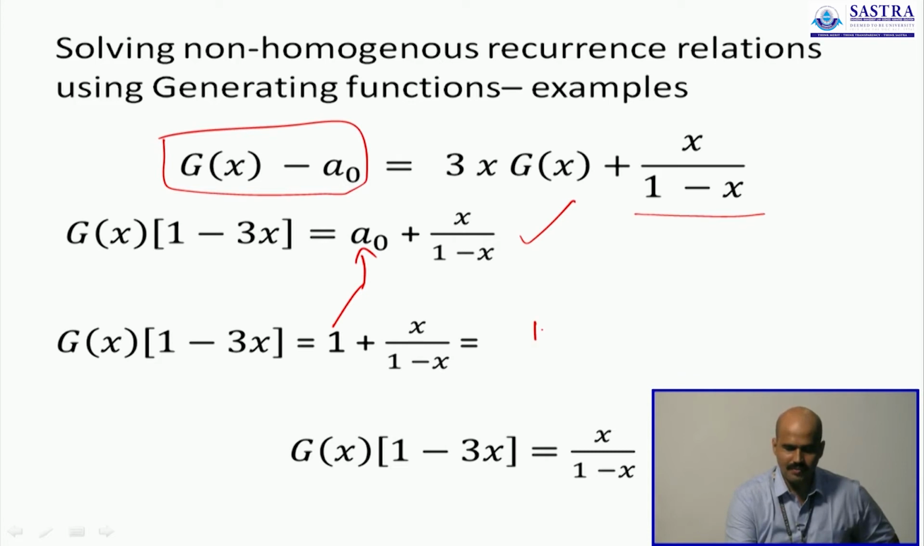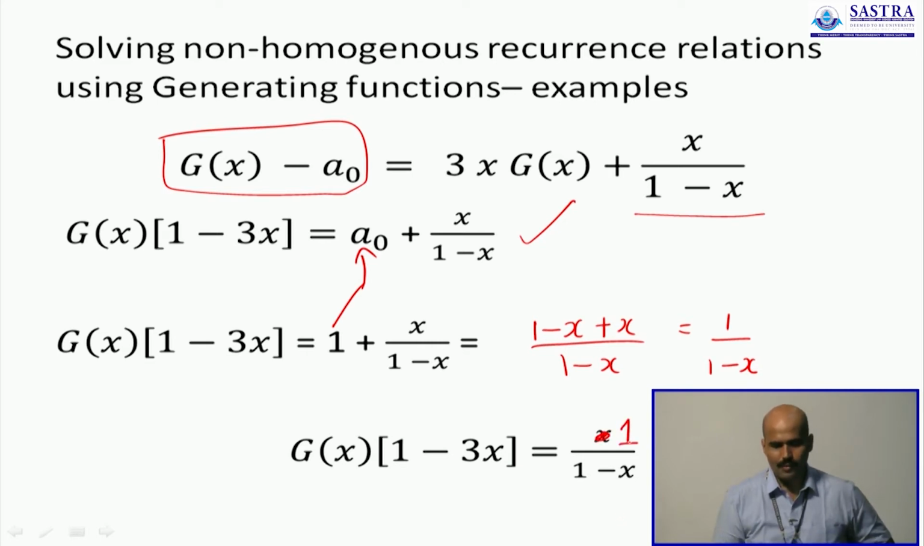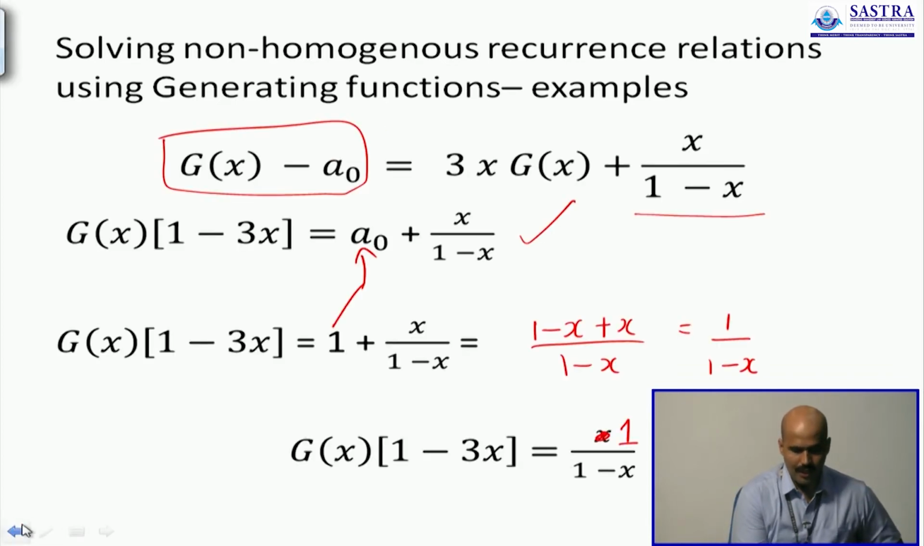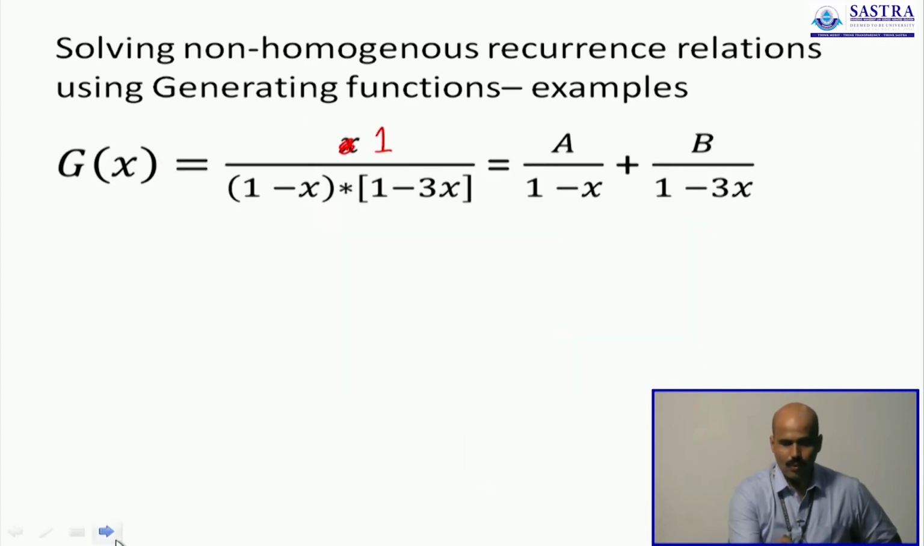So simplifying this will give us 1 minus x plus x upon 1 minus x, which turns out to be 1 upon 1 minus x. Therefore g of x is simply 1 upon 1 minus x, but we also had a 1 minus 3x multiplied, therefore we will end up having 1 upon (1 minus x) times (1 minus 3x) as the required generating function. But we are not satisfied yet, we need to know whether this answer is right.